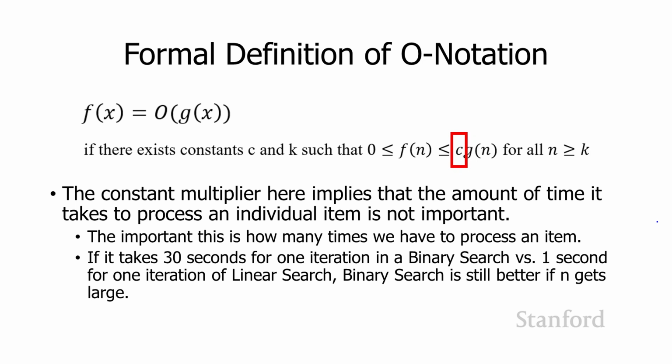Maybe it takes 30 seconds for one iteration of binary search, and it takes 1 second for each iteration of linear search. And so it turns out that means that for small numbers of n, the linear search is going to be faster. But for large numbers of n, the binary search is ultimately going to be much faster. Let's take a look at how that might work.